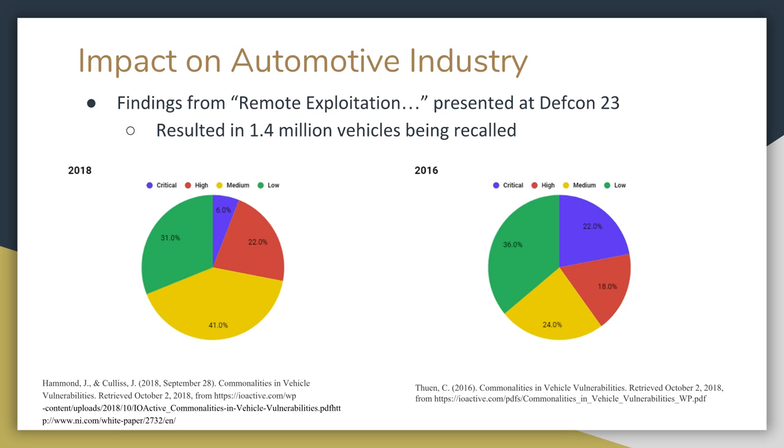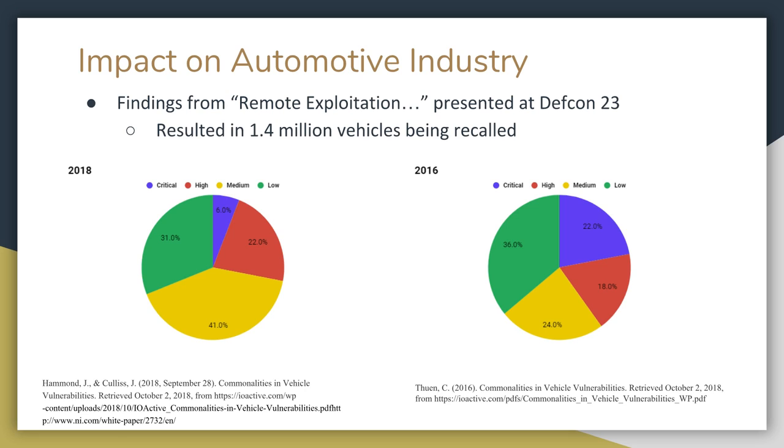So, take a brief look at the impact that this research has had on the automotive industry. The findings from the remote exploitation paper by Miller and Valasek actually resulted in 1.4 million vehicles being recalled. And that's pretty insane impact, if you ask me.